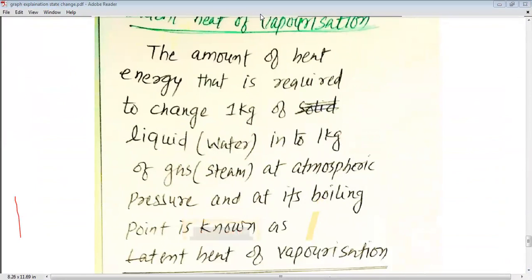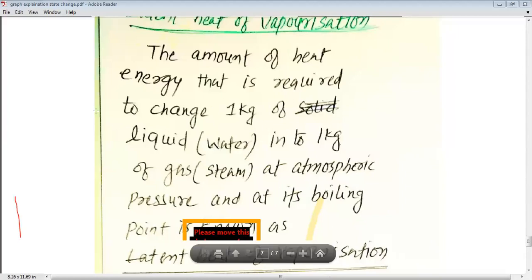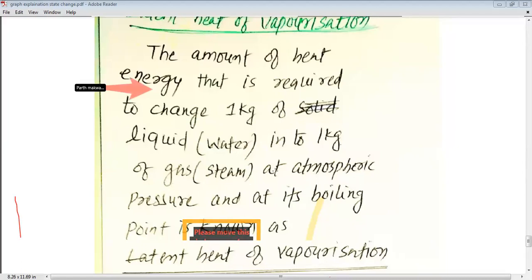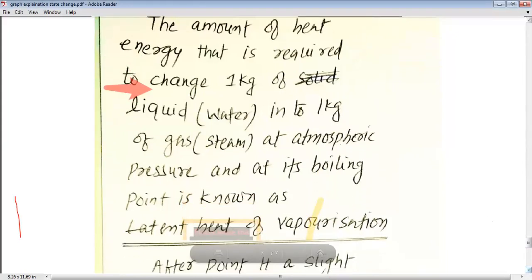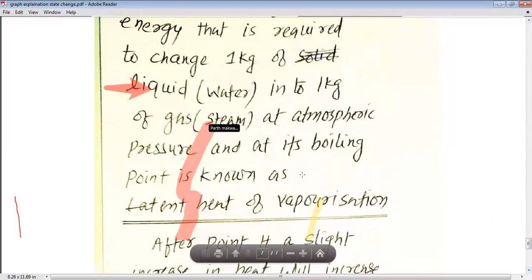We are going to study the latent heat of vaporization, my dear students, and let us look at its definition. The latent heat of vaporization is the amount of heat energy that is required to change 1 kilogram of liquid or water into 1 kilogram of gas, that is steam, at atmospheric pressure and at its boiling point.